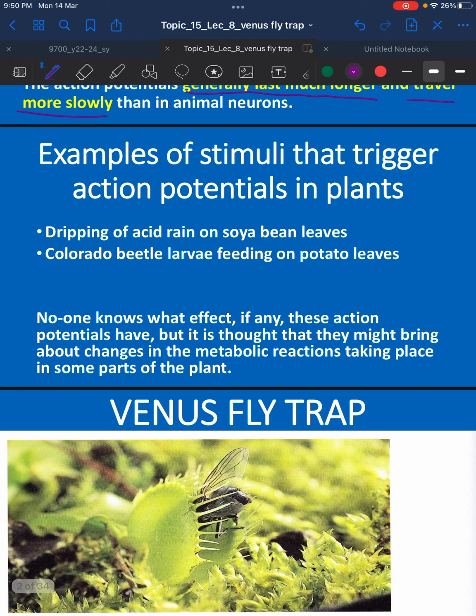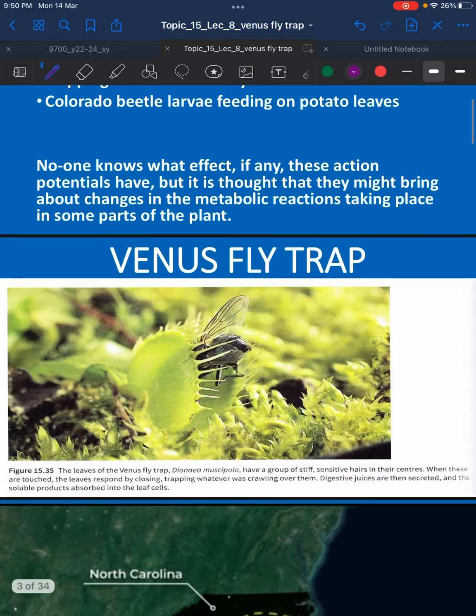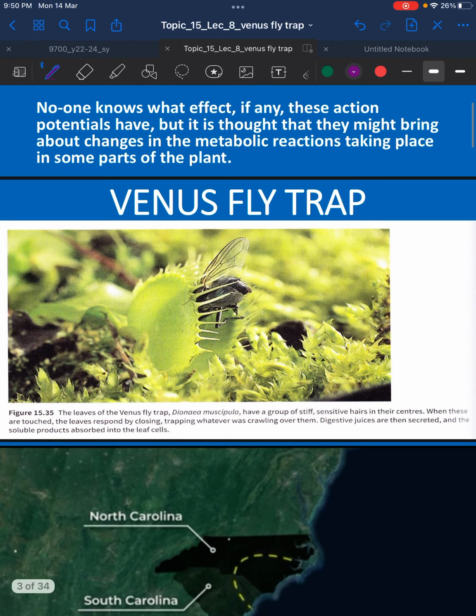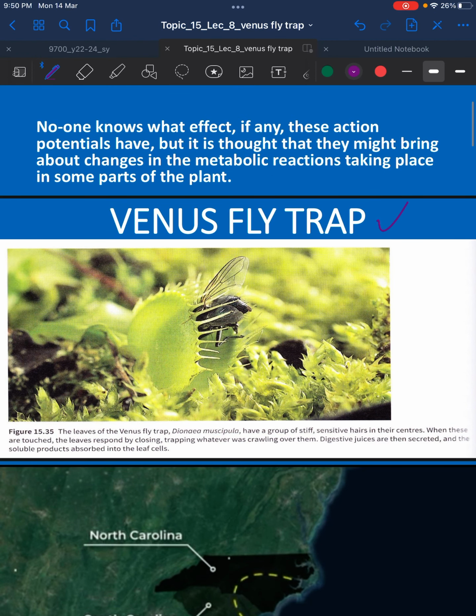There are actually lots of different types of plants that can trigger action potential. But the one we are only interested in, which is stated in the syllabus outline, is the Venus flytrap. This is how the Venus flytrap looks. I hope that you have watched the video.